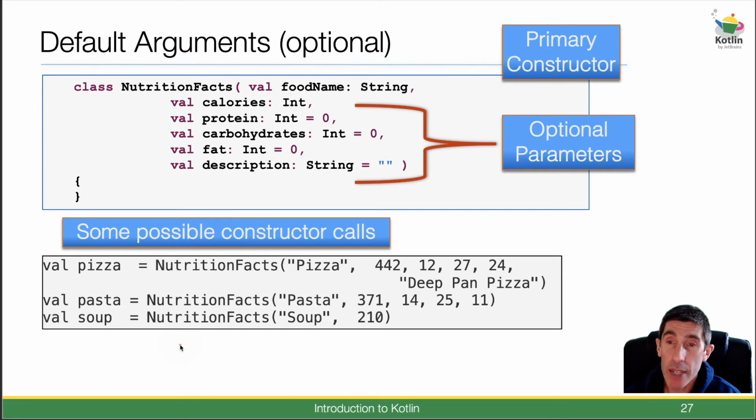And we can even cut it down further, because protein, carbs, fat, and description are all optional parameters. A user of the class NutritionFacts could just say val soup, NutritionFacts, soup, and calories, and that's it. The default values would all then be 0, 0, 0 and the empty string. So it gives a lot neater code, and it's a lot easier for the user of the class when creating instances of that particular class.